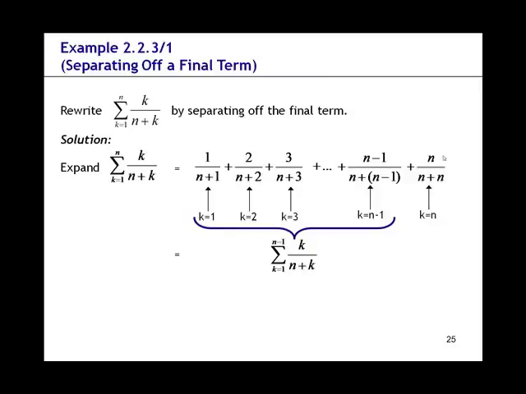To maintain the equality, we need to add the missing term. And where is the missing term? Missing term is here. So you can just take this missing term, add it into the summation. Then just to beautify our answer, because n over 2n is actually equal to half, we can just write plus half, right? So this is how we separate off the last term.